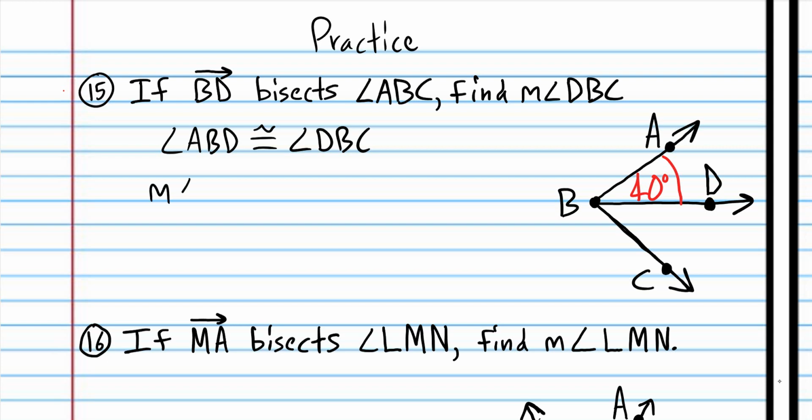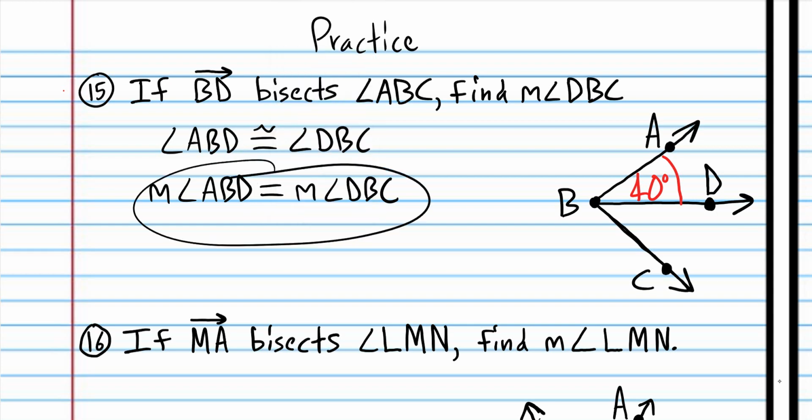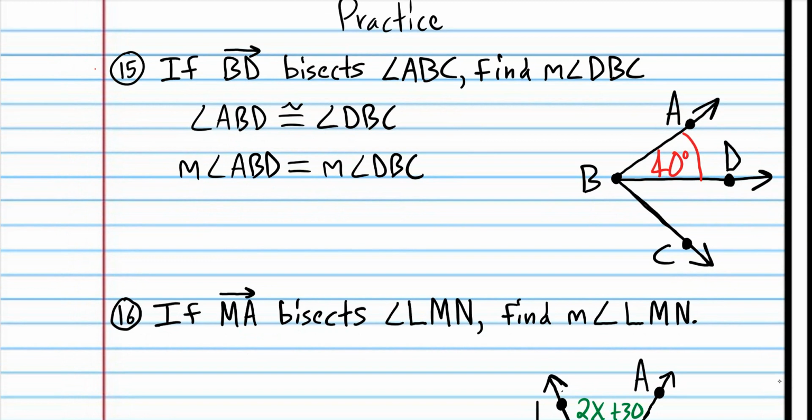By definition, that means that the measure of angle ABD is equal to the measure of angle DBC. Notice we're using an equal symbol and not a congruent symbol. That's because, remember, the measure of an angle is just a number, whereas this represents more of a concept. Okay, so now we know that the measure of angle ABD is 40 degrees because we can see that in the picture. And then we have our answer. That's what we were looking for.